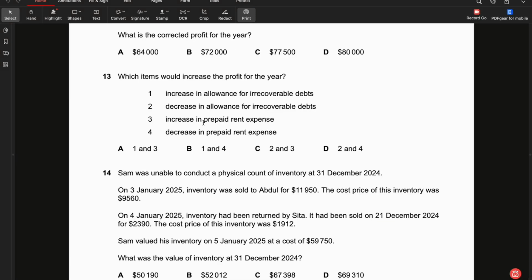When prepaid rent increases, my profit increases, because we paid expense in advance, and when we subtract that from the expense, overall expense will decrease. So your correct answer for question number 13 is C, 2 and 3.